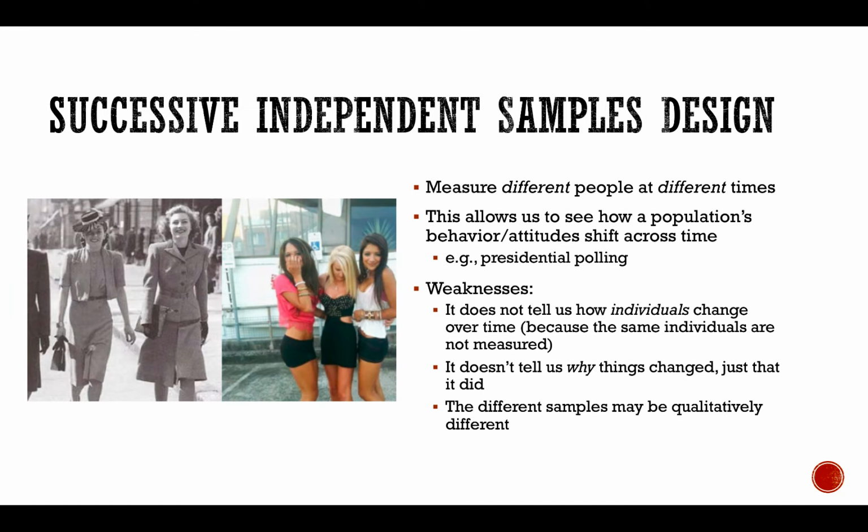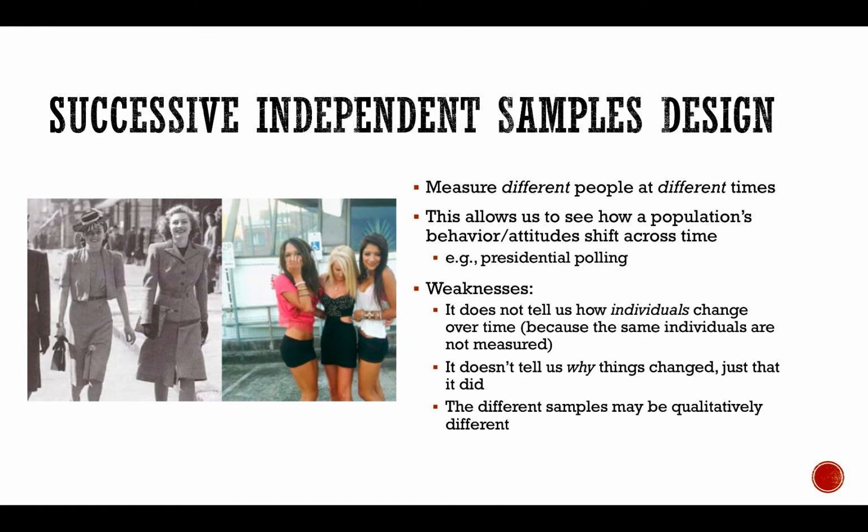So that was longitudinal. Now we get into the successive independent samples design. What this is doing is we measure different people at different times. This allows us to see how a population's behaviors and attitudes shift across time. For example, that's what presidential polling does. They release new presidential polls every couple days, it seems, whenever there's a new election. Those obviously aren't the same people. So we can track how opinions are shifting over time.